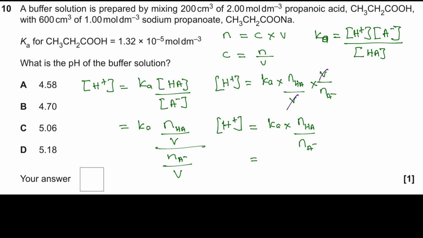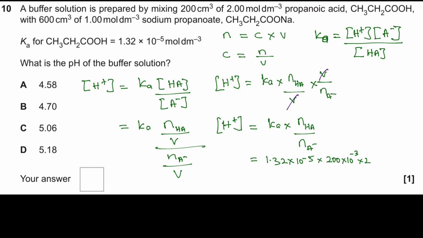And for the mole, which is concentration times volume, we have 1.32 for the Ka value times 10 to the power minus 5, and then times that by the mole of the acid, which is the volume of acid, 200 times 10 to the power minus 3, so divided by 1000 to convert it to decimeter cube, times 2, the concentration for the acid, and that's that.